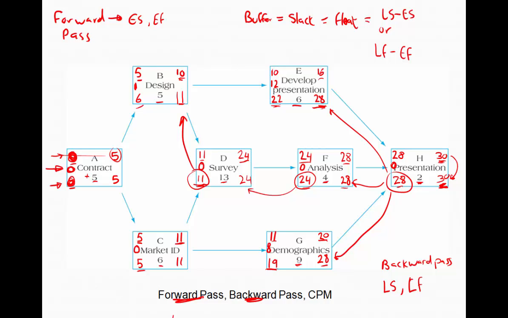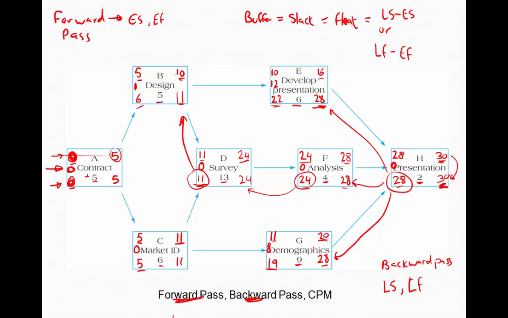So now we've determined the float for each activity. In order for us to determine what the critical path is, we need to understand the reason why we've determined the float and what the meaning of float is. So let's take a look at activity B. Activity B has a float of 1 day. The float of 1 day means that if we delay activity B by 1 day, it will not delay any of its successor activities.